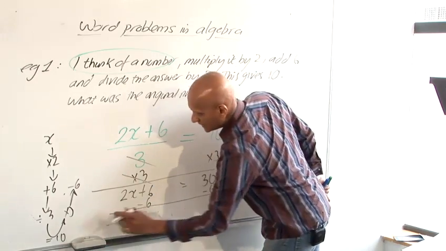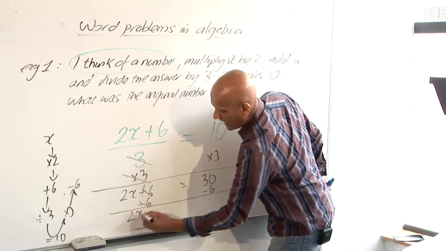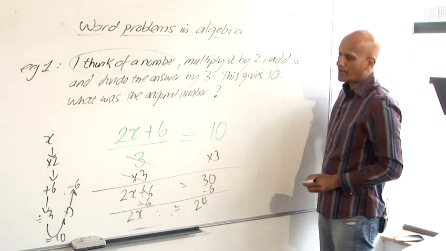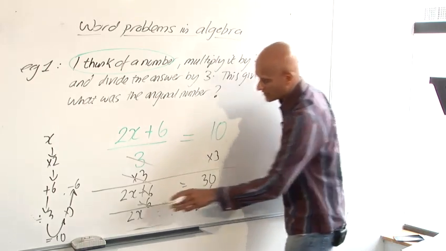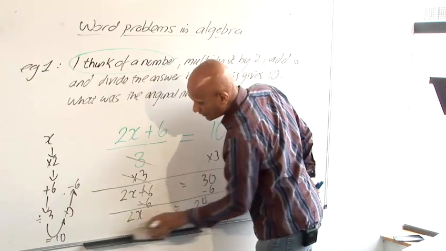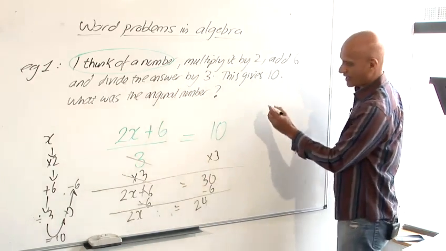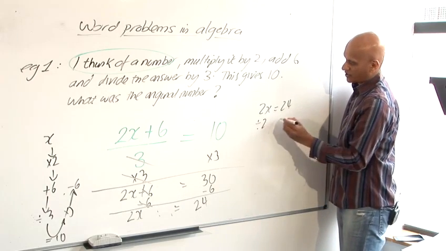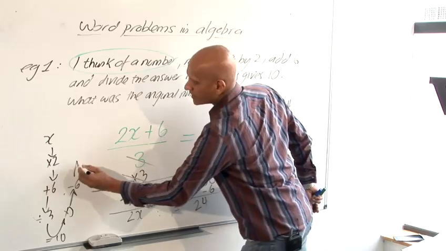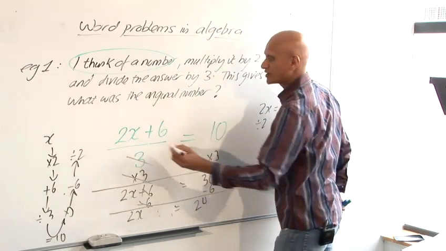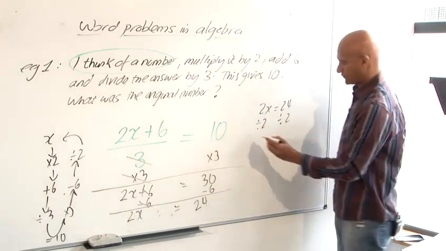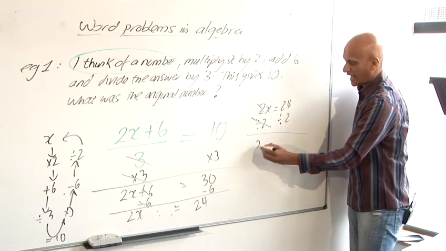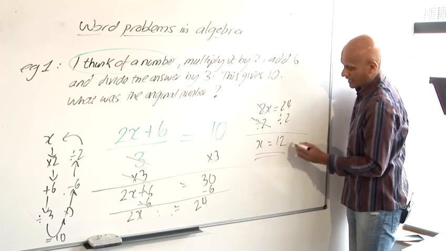Opposite of the plus 6 is to subtract 6, so I'm going to subtract 6 from both sides, and so that gives me 2x is 30 subtract 6 is 24, and then my last step is to divide by 2 both sides. I run out of room on the bottom there, so I'll just carry it on up here. 2x is 24. Divide by 2, divide by 2. That's the opposite of the times 2. And that should take me back to the x. So the times 2 and the divide by 2 cancel each other out. I get x is 12, and there's my answer.